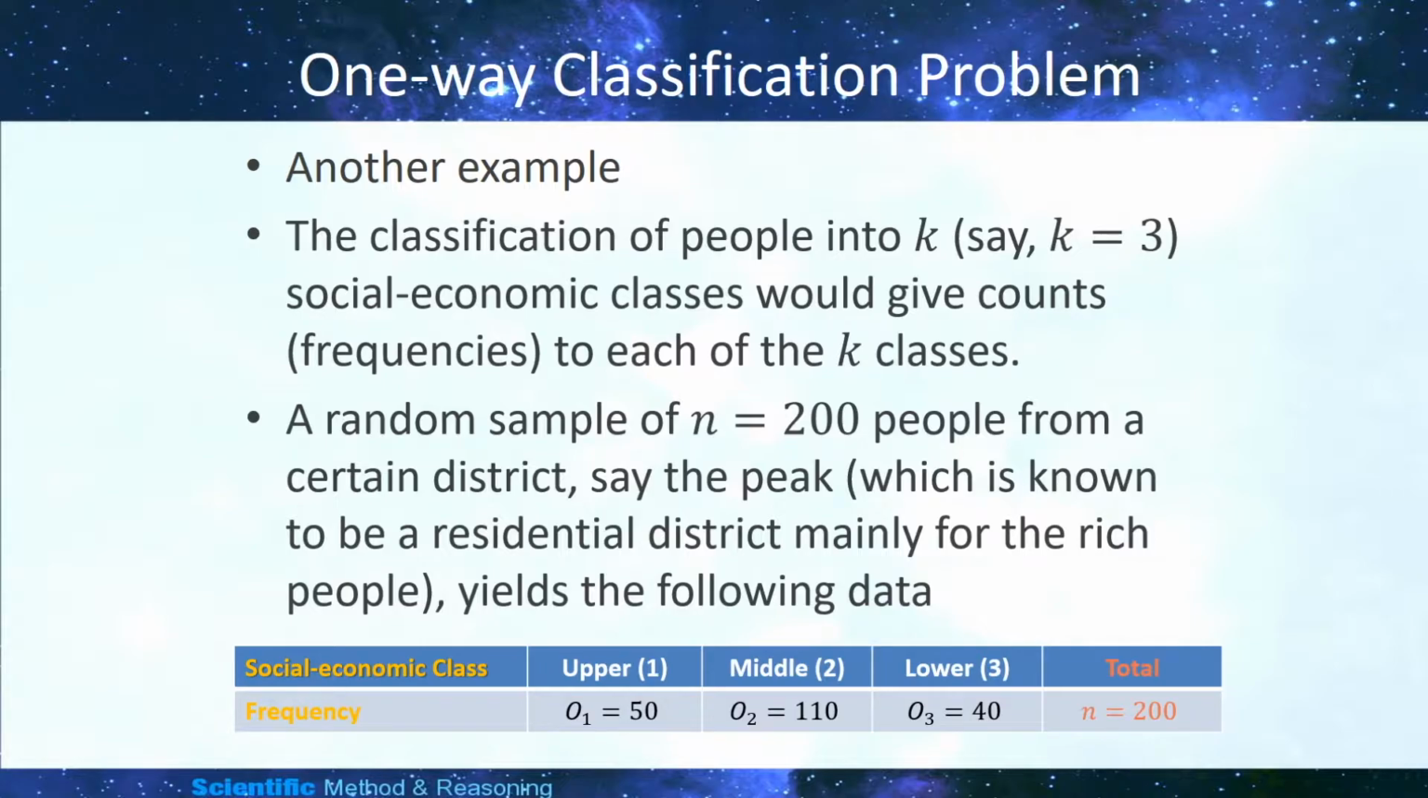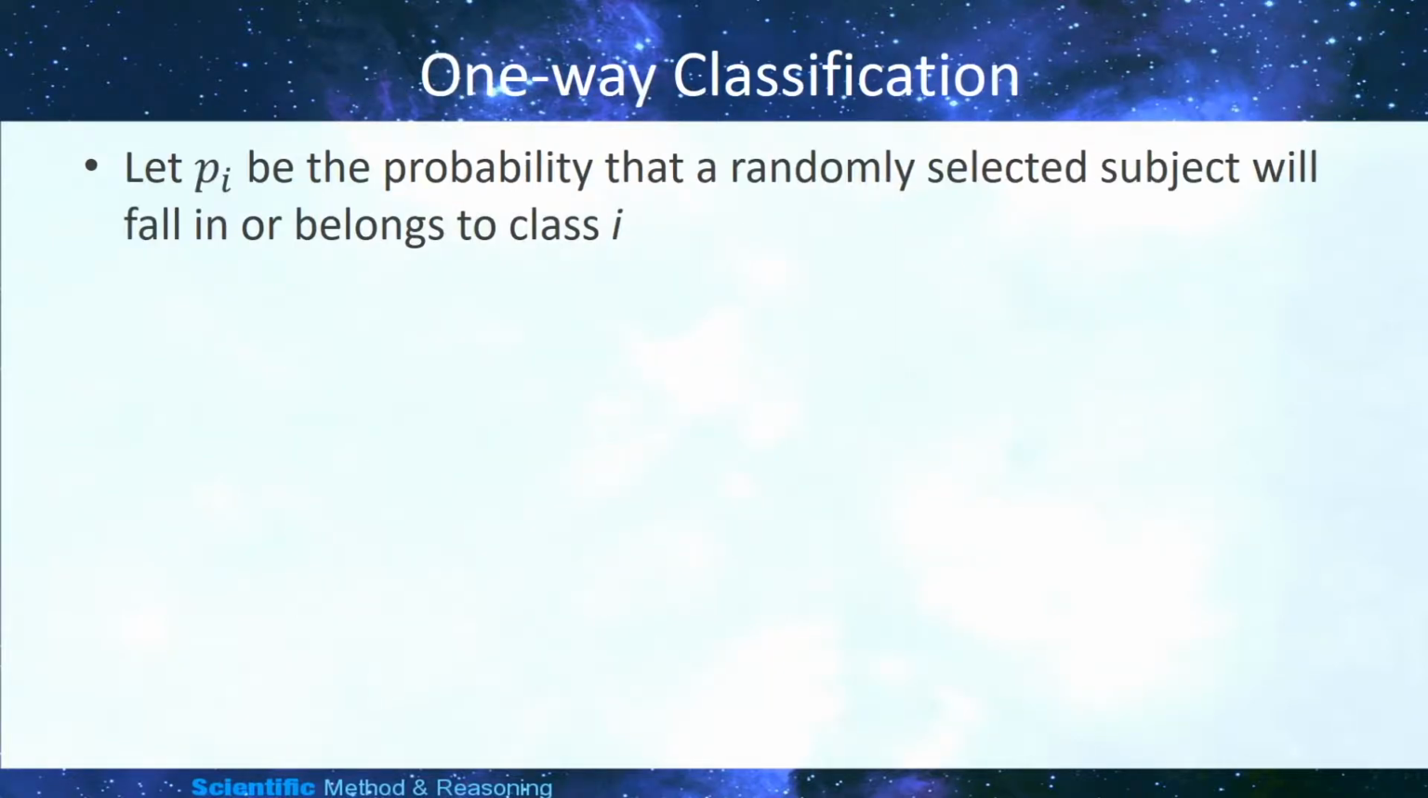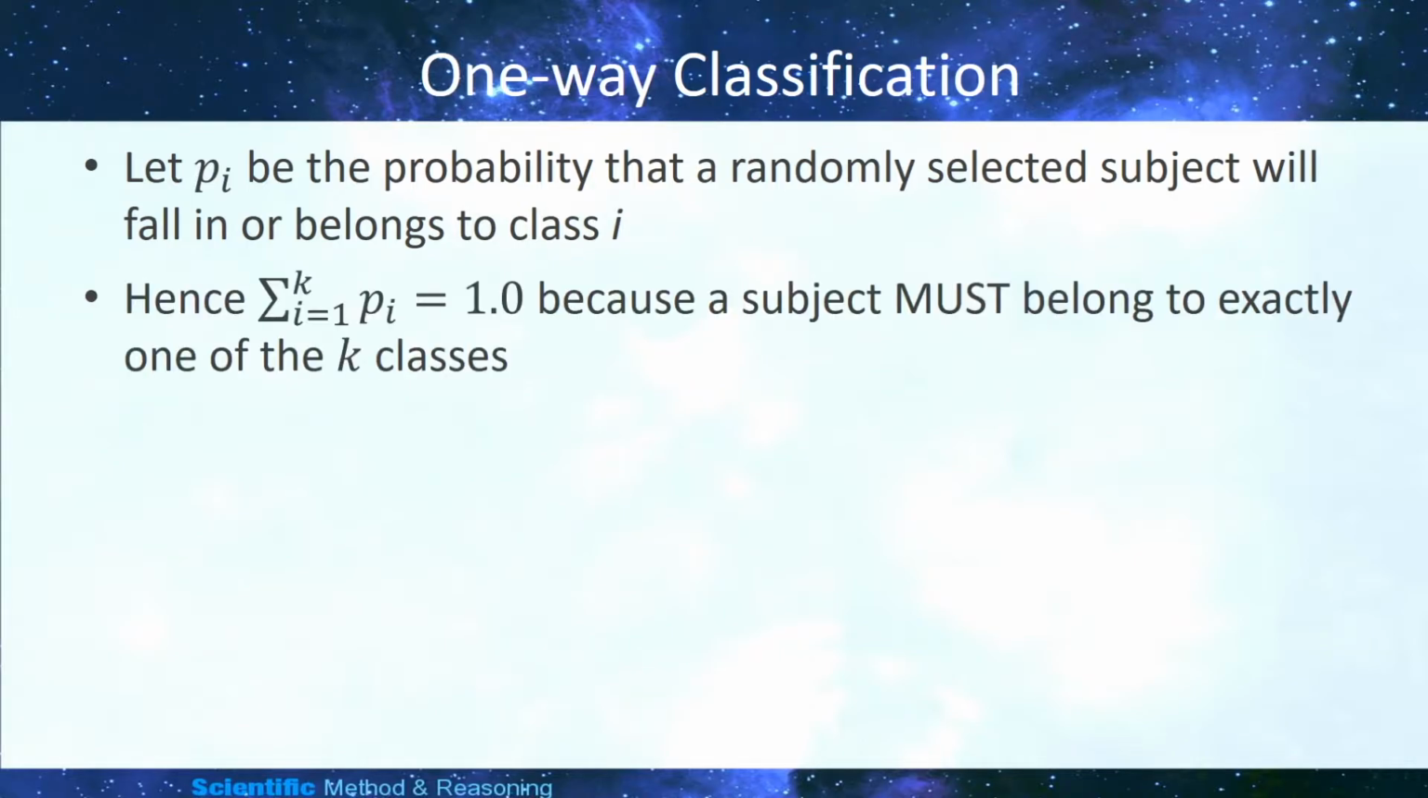O1, O2, O3 are also called the observed frequencies of cell 1, cell 2, and cell 3. And mathematically, we let Pi be the probability that a randomly selected subject will fall in or belongs to class i. And hence, the sum of the probabilities Pi for i from 1 to k must be 1, because a subject must belong to exactly one of the k classes.